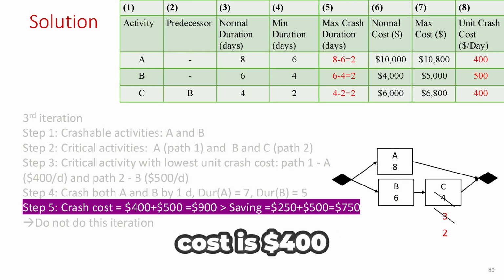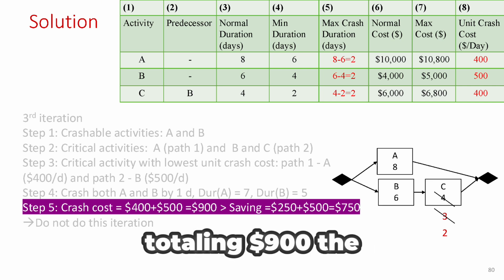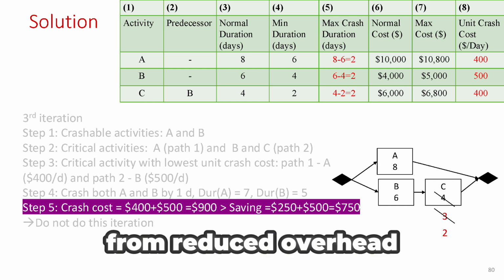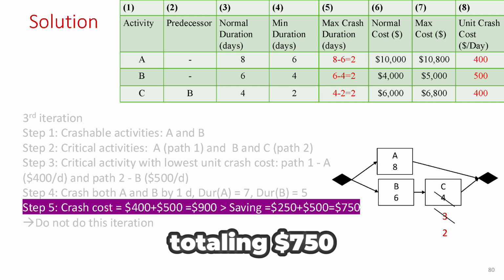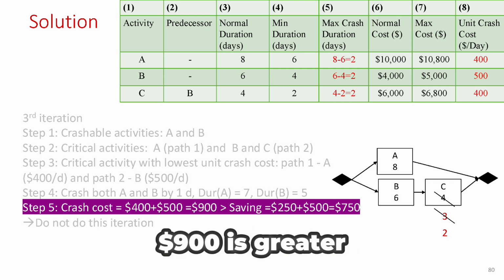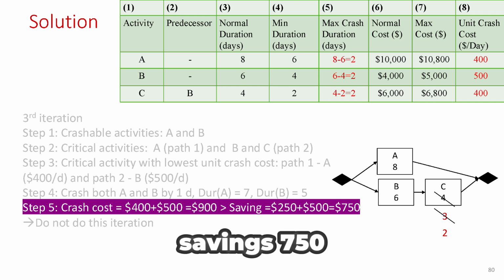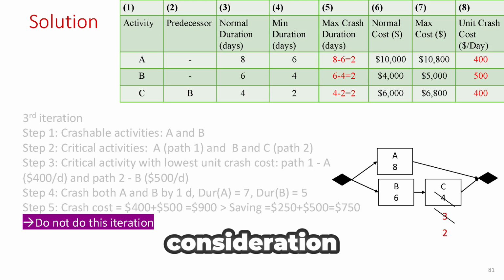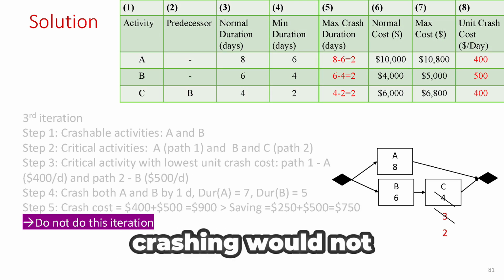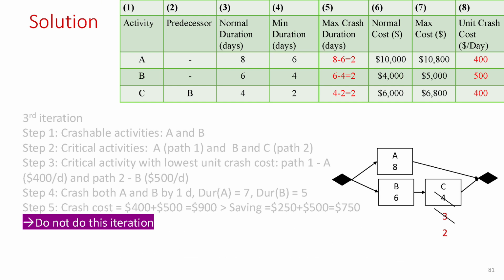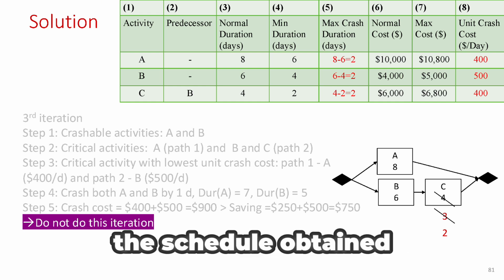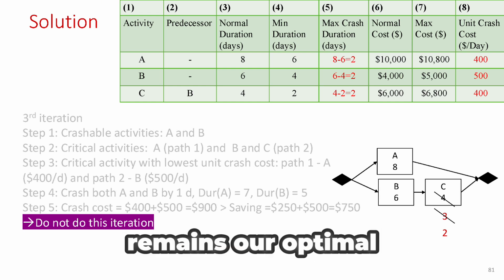The total crash cost is $400 from A plus $500 from B, totaling $900. The savings are $250 from reduced overhead and $500 from reduced liquidated damages, totaling $750. Since the total crash cost, $900, is greater than the total savings, $750, we decide not to proceed with this iteration. The cost-benefit analysis shows that crashing would not be beneficial. In conclusion, crashing activities A and B is not worthwhile. Since the crash costs exceed the savings, it is not a good move to proceed with this iteration. The schedule obtained at the end of the previous iteration remains our optimal schedule.